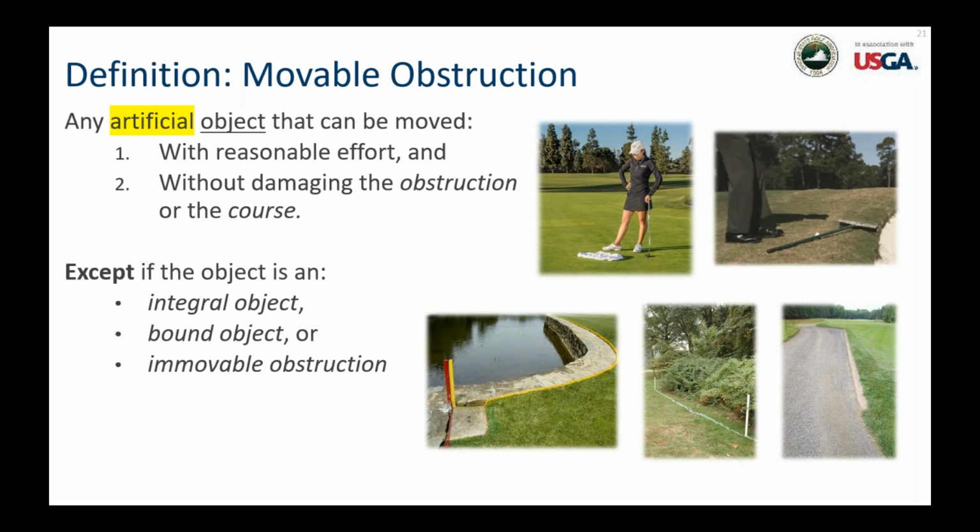So going back to movable, we've got two examples in the top two pictures, a towel and a rake, things that we probably drop and our ball could come to rest against at any moment. The bottom pictures would be the things we're not getting relief from, I'm sorry, the things that are not movable obstructions. So the integral object, this retaining wall or bulkhead, whatever we want to call it, in the middle picture; the out of bounds stakes in the far right picture; and the immovable obstruction that you still are getting relief from is just not movable.